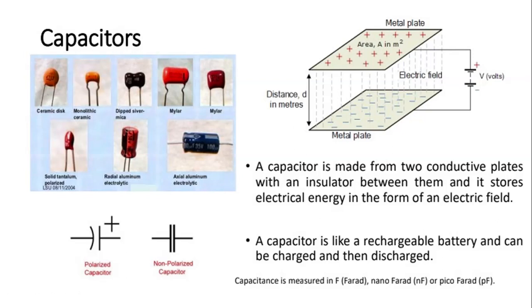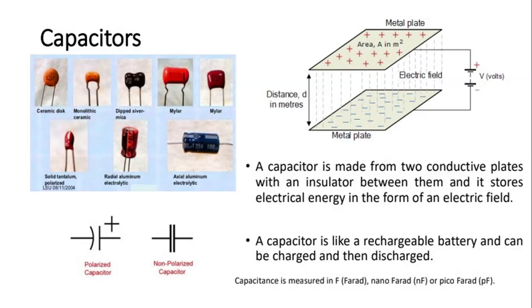We can see here the capacitor is made up of two conductive plates with an insulator between them. The insulator is available between the two conducting materials, and it stores electrical energy in the form of an electric field. So the two metal plates are separated by the insulating material in between. When the charges flow, the charges get stored inside the conducting plates. The capacitor is like a rechargeable battery and can be charged and then discharged. So the capacitor gets charged and discharged on the basis of the conducting material.